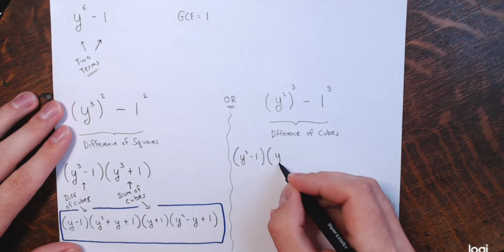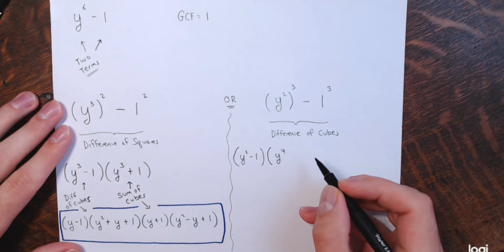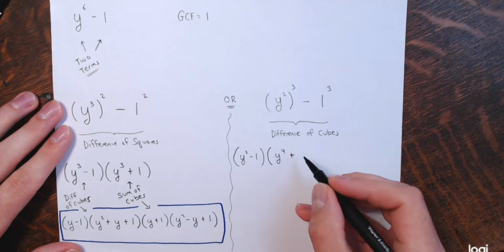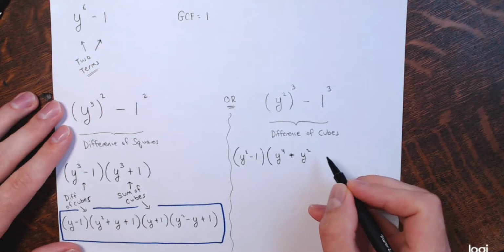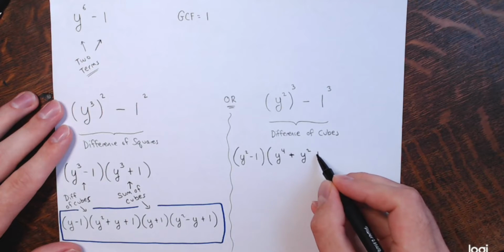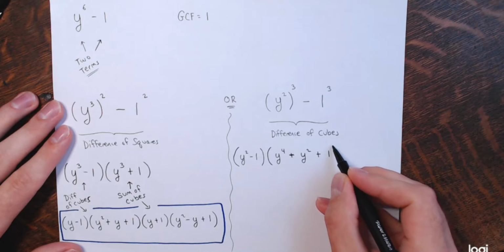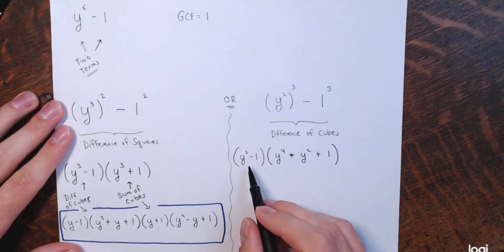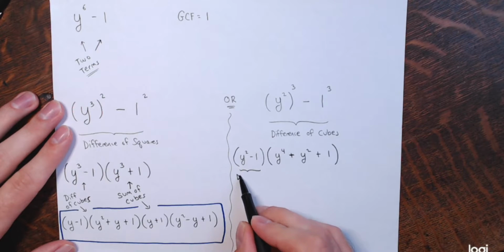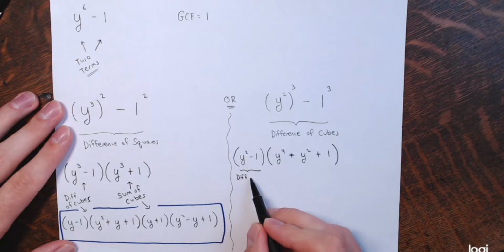that would be y to the 4th, and then plus y squared times 1, or just y squared, and then plus 1 squared. And then y squared minus 1 here, this is a difference of squares, right? Y squared minus 1 squared.